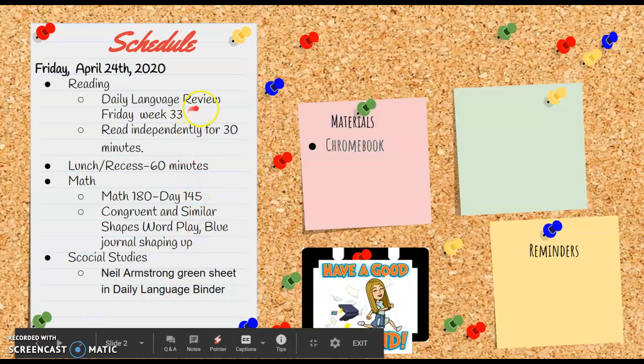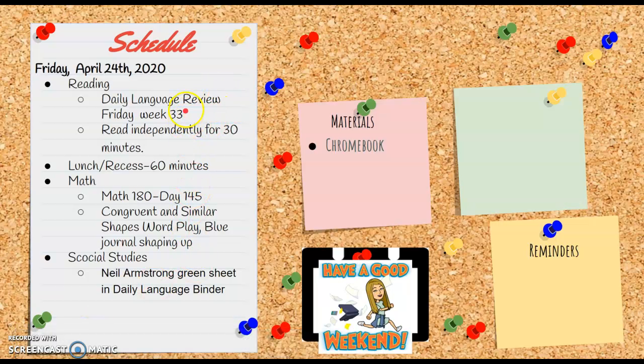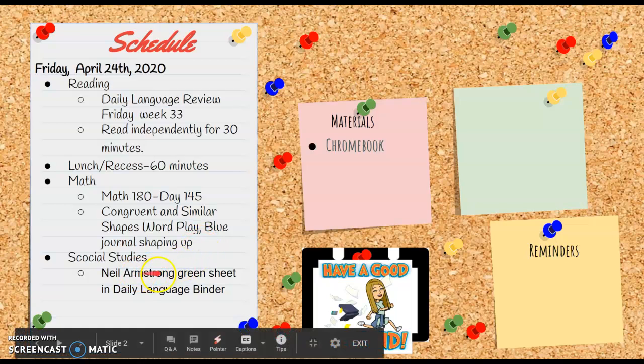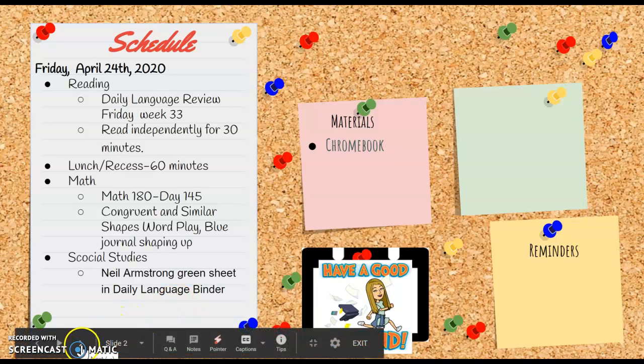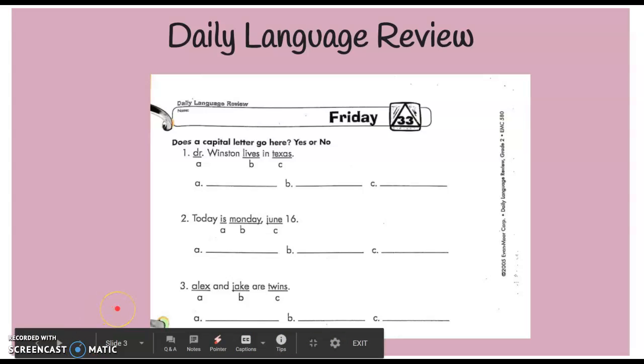Today on our schedule, we have daily language review. We're going to do Friday of week 33. Read to yourself for 30 minutes. Get that lunch and recess in. Math 180, day 145. You have wordplay on Brain Pop, and then you have a journal page to do. For social studies, you have your Neil Armstrong page to do in your daily language binder. If you've not done your daily language review, please take a minute to do it now.